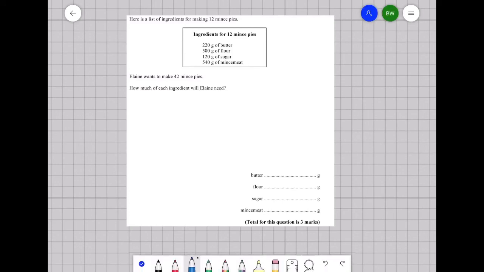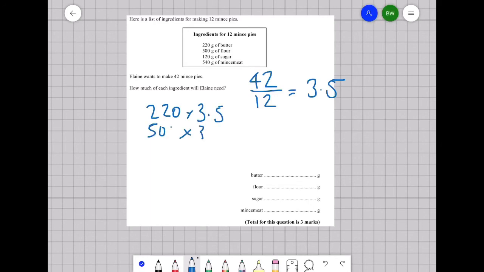Okay, so same thing again. I'm going to work out what my scale factor is. So 42 divided by 12, which gets me 3.5 this time. So it's 3.5 times bigger. So I'm going to do 220 times by 3.5, 500 times by 3.5, 120 times by 3.5, and 540 times by 3.5. And they're going to get me the values.